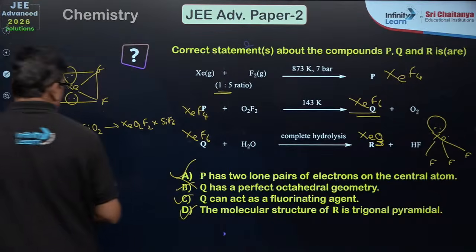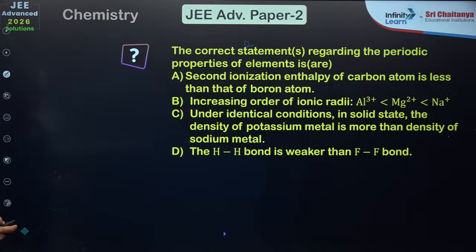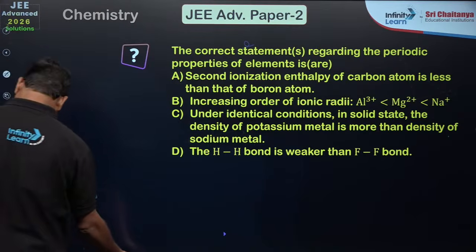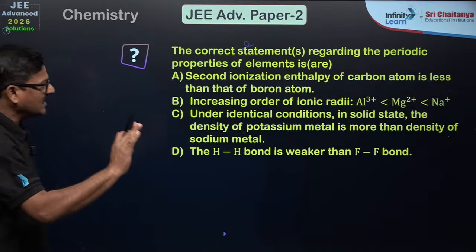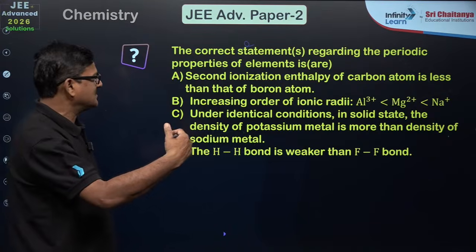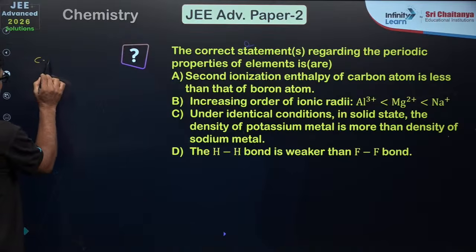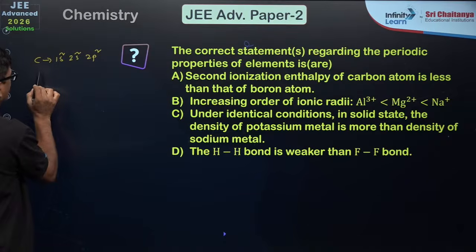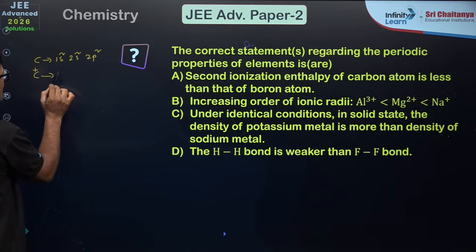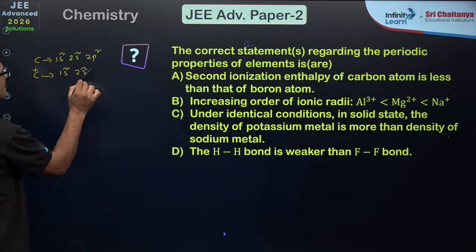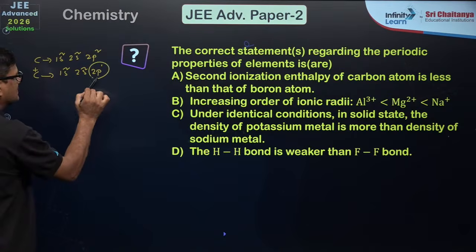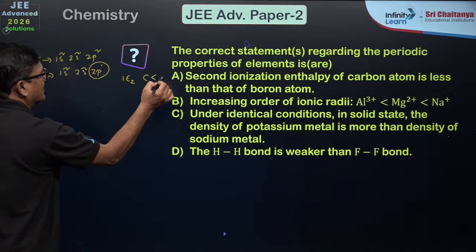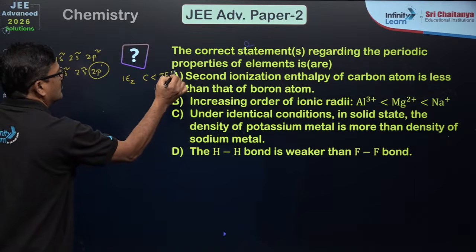Now, let's focus on one more question here. The correct statement regarding the periodic properties of the elements. The second ionization enthalpy of carbon atom is less than that of boron. Carbon 1s2, 2s2, 2p2. Boron 1s2, 2s2, 2p1. So, because of p1, ionization 2 of carbon is less than ionization 2 of boron.